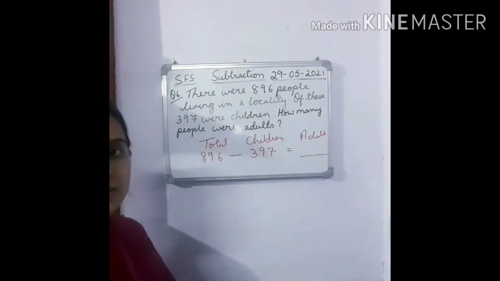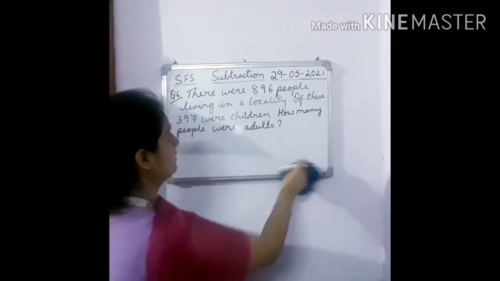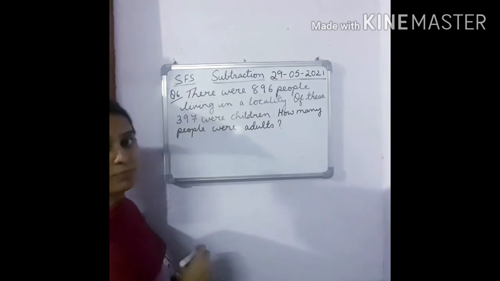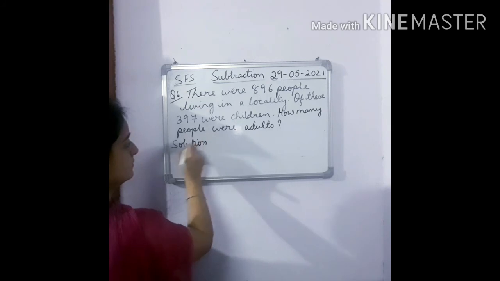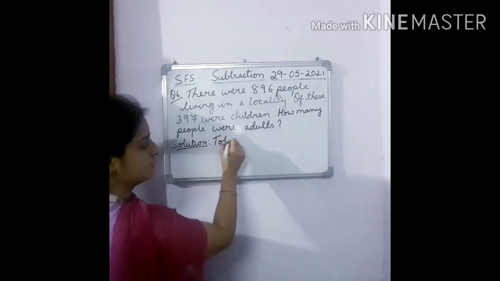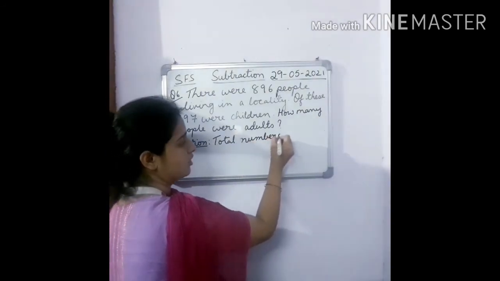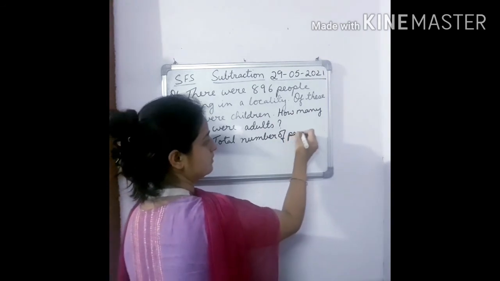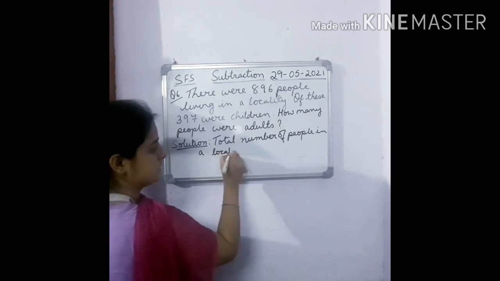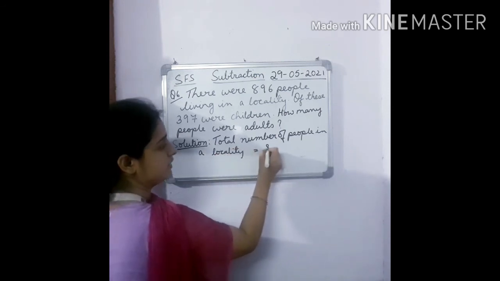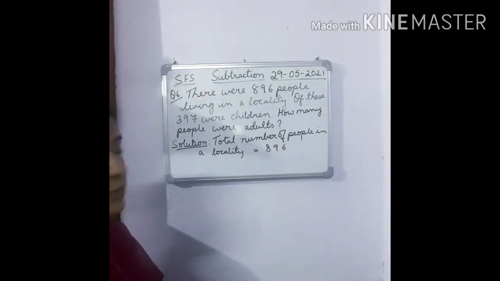That is locality. Okay? So how can you write the sentence, children? Solution. Total number of people in a locality. How many people are there? 896. Next line is what? Of these 397 were children.